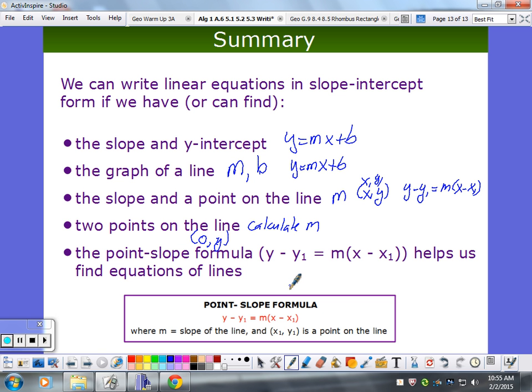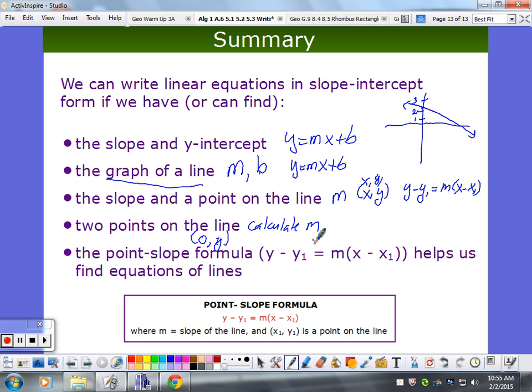Yes? Will we ever get a graph without slope? That's an excellent question. What if it's a graph? Let's say this is 1, this is 2, and right here's the point, and here is your line. And you can't really read what the y-intercept is.